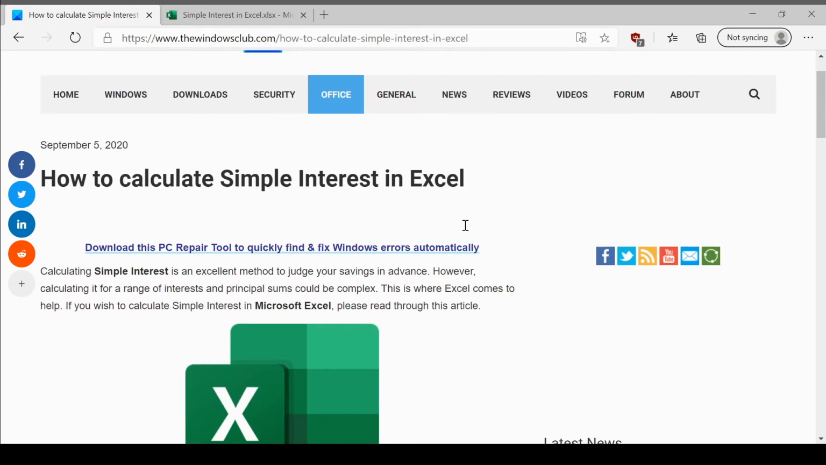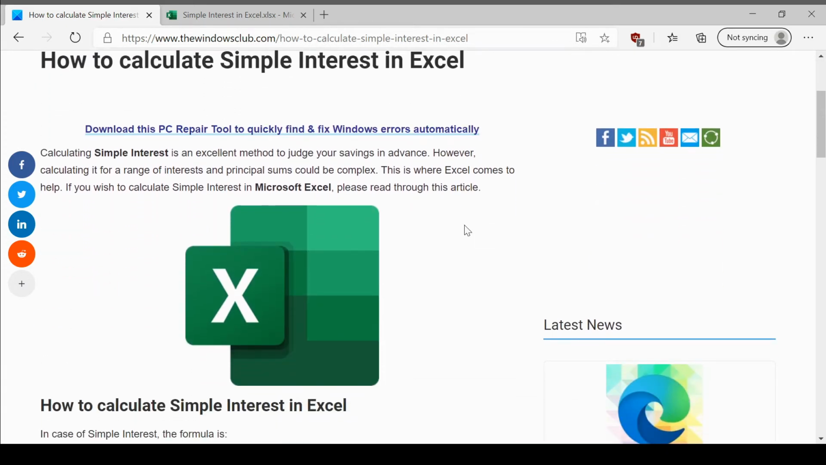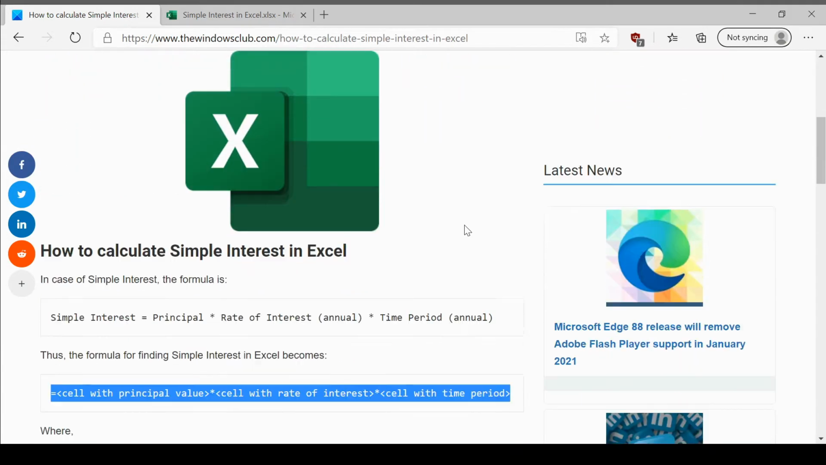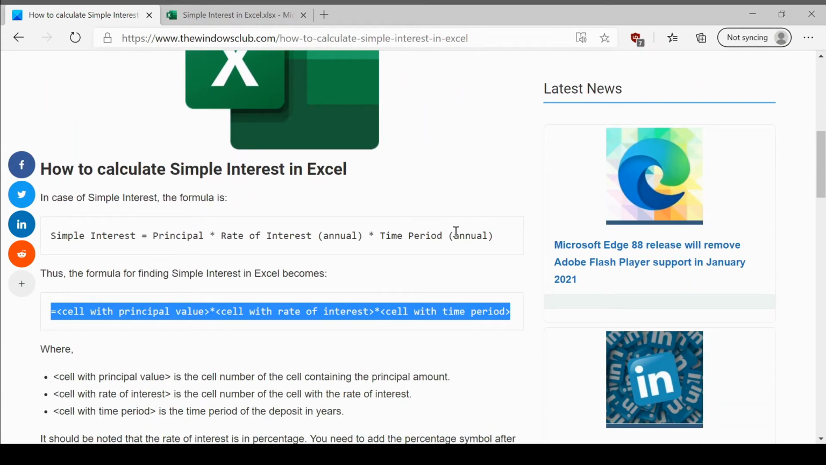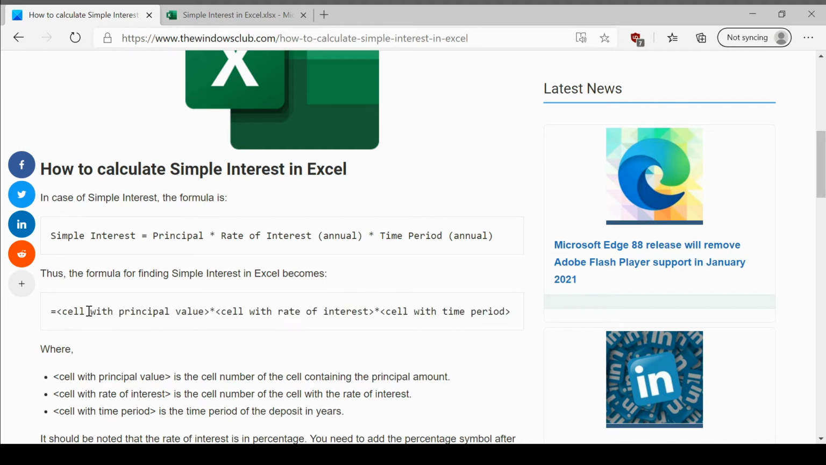Calculating simple interest is an excellent method to judge your potential savings in advance, and the formula is also very simple. Simple interest is equal to the principal amount into the rate of interest per year into time period, which is number of years. So the formula for simple interest is equal to cell with the principal value into cell with the rate of interest into cell with time periods.